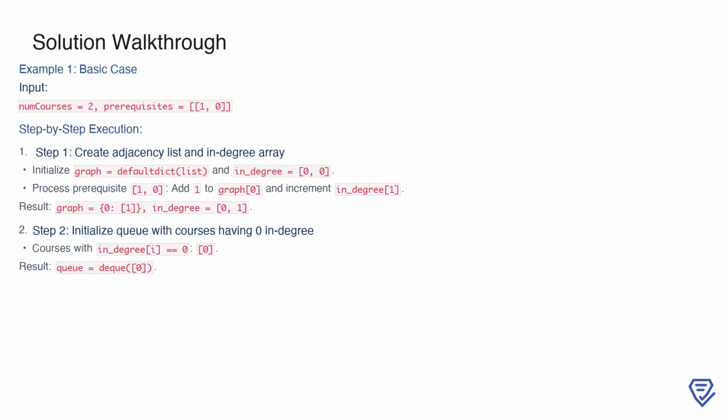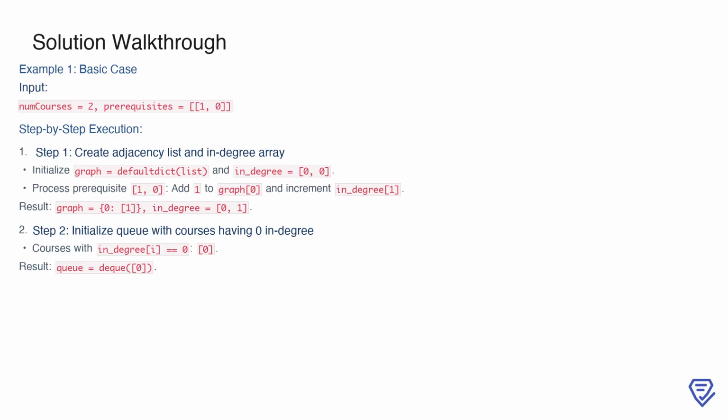To solve this problem, we start with a basic case where there are 2 courses and a single prerequisite. The input indicates that course 1 depends on course 0. First, we create an adjacency list to represent the graph and an indegree array to track the number of prerequisites each course has. The adjacency list is initialized as an empty dictionary, and the indegree array begins with zeros for each course. When processing the prerequisite [1, 0], we add course 1 to the adjacency list of course 0 and increment the indegree of course 1. This gives us a graph where course 0 points to course 1, and the indegree array shows that course 1 has 1 prerequisite while course 0 has none.